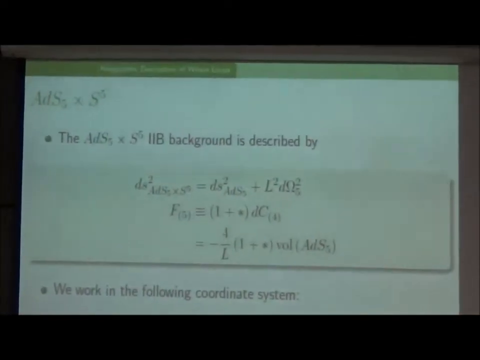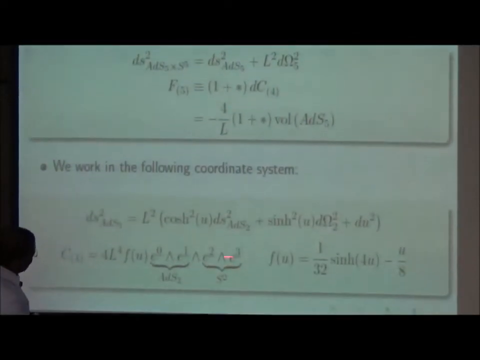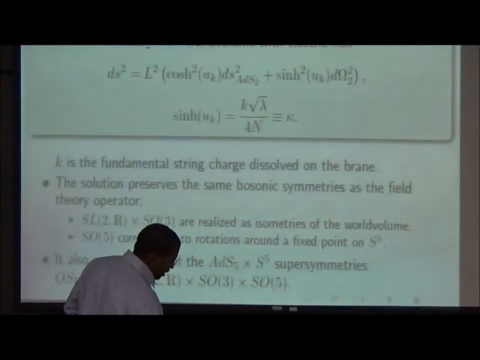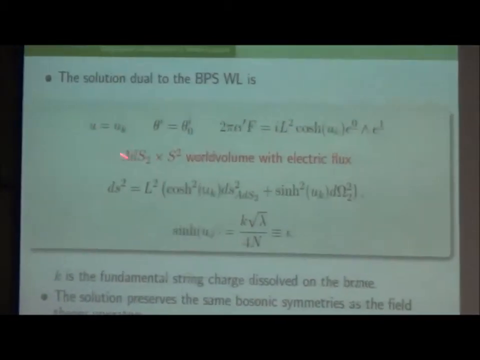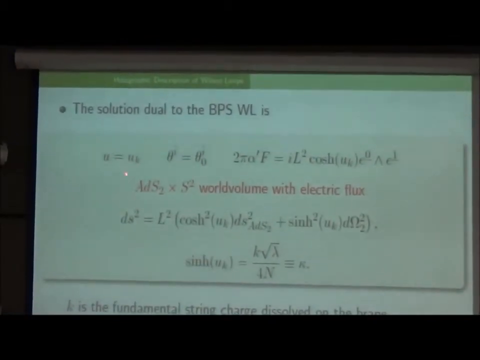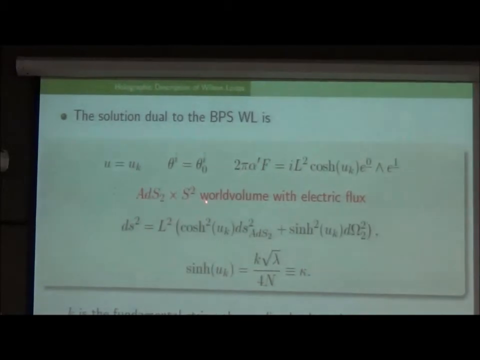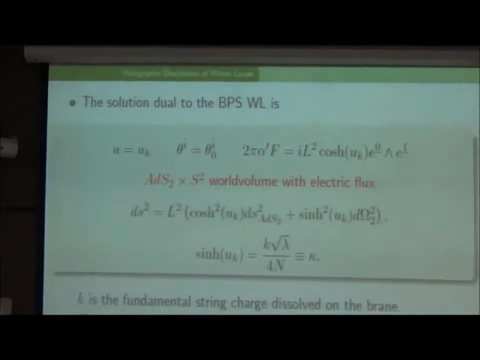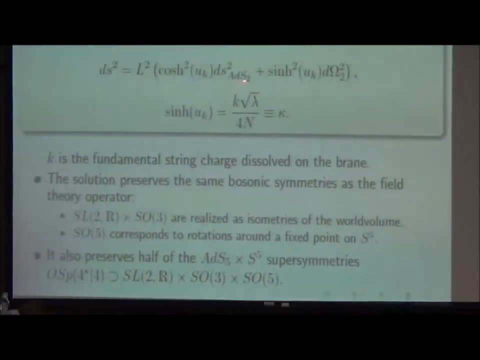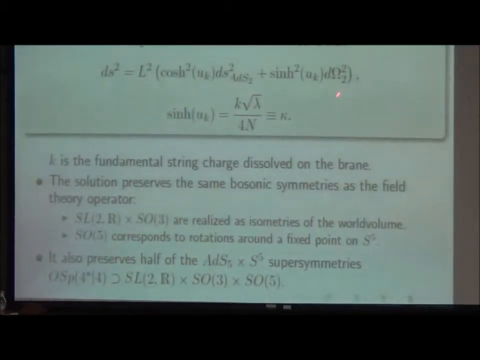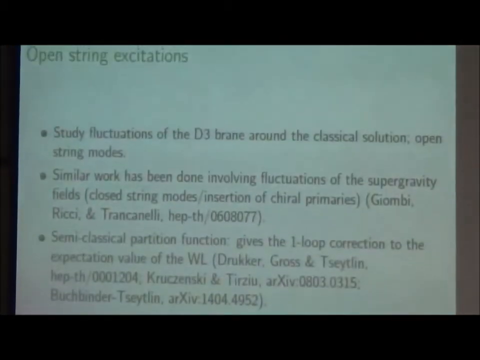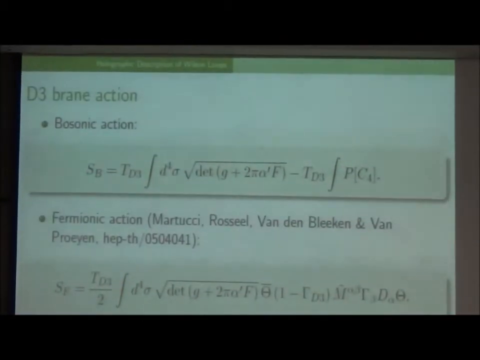Here's again AdS5 × S5. This is a coordinate system that you might not have seen, but it's also the same. And here's the classical solution. U wants to be U_k, some constant value, and that value is given essentially by the flux. And the worldvolume of this D3 brane is AdS2 × S2. That's the full thing. So now my quantum problem will be, let me skip the representation theory here, fluctuations.